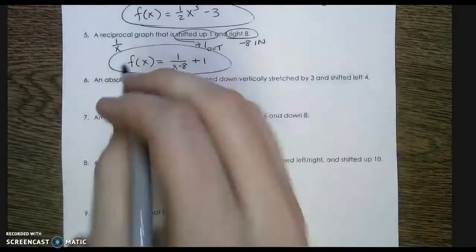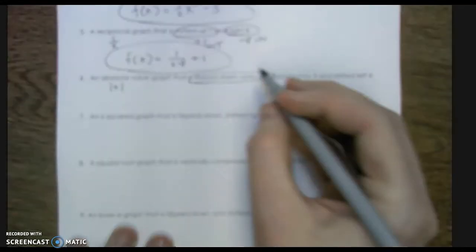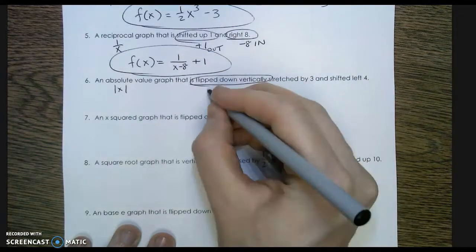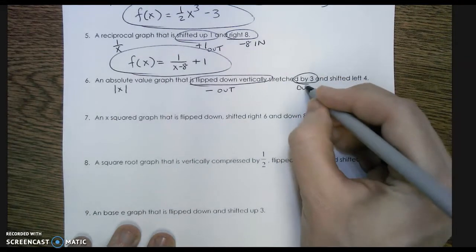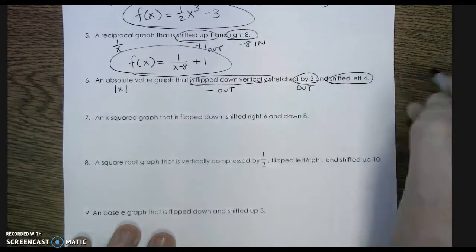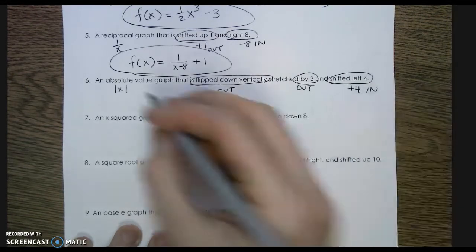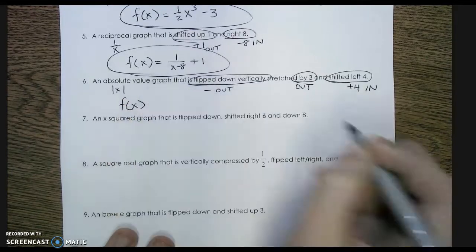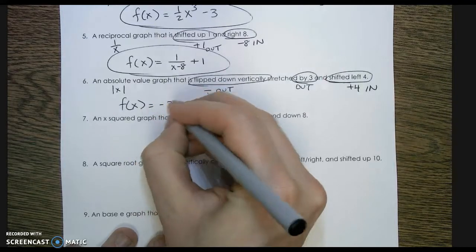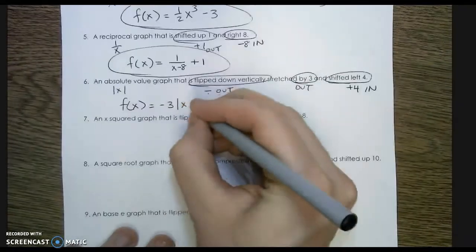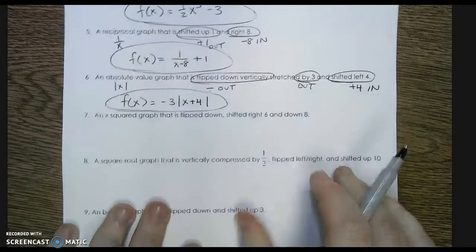Number 6, absolute value graph. Flipped down vertically. If we're flipping up and down, that's over the x-axis. There's a negative outside the function. Stretched by 3, that's also outside the function. And left 4, remember you do opposite for left and right, and it's on the inside. So what is this going to look like? We're going to have f of x equals, there's a negative and a 3 on the outside. And on the inside, there is a +4. So -3, absolute value, x plus 4.